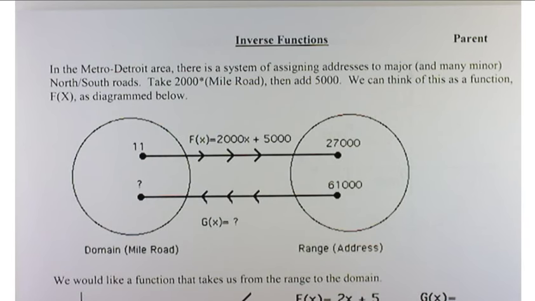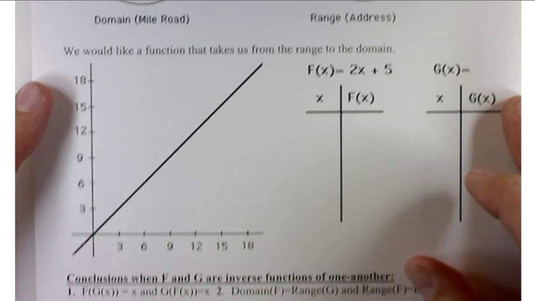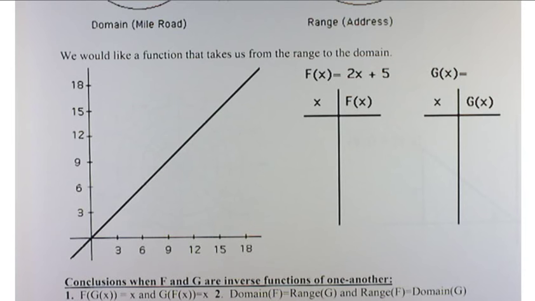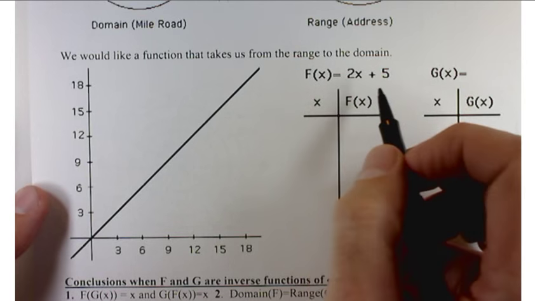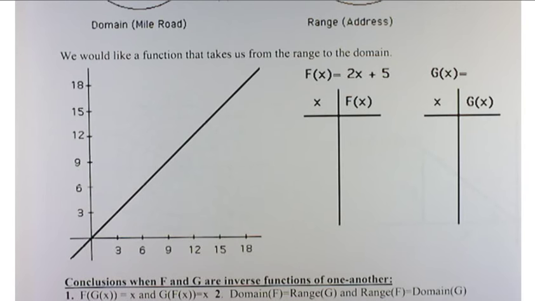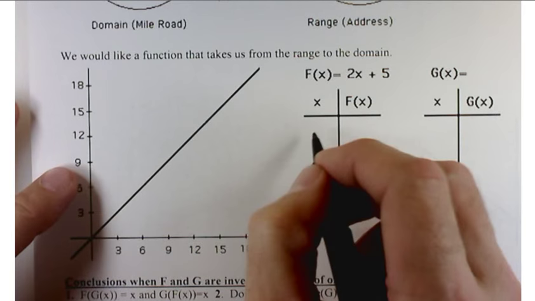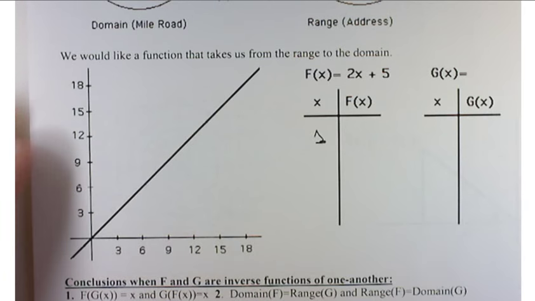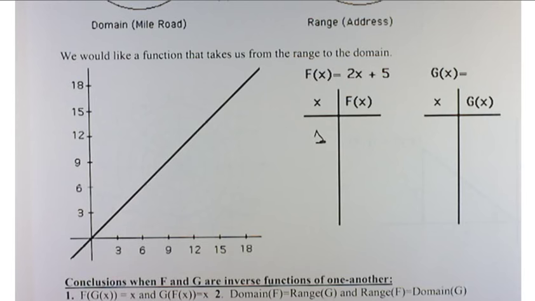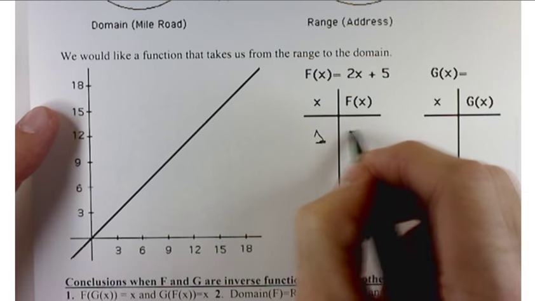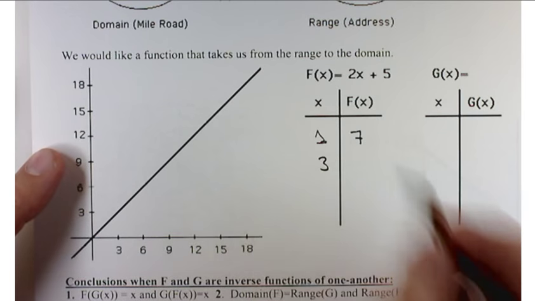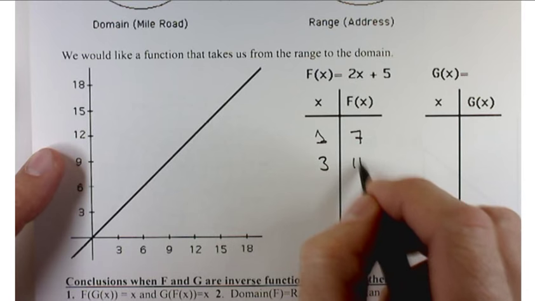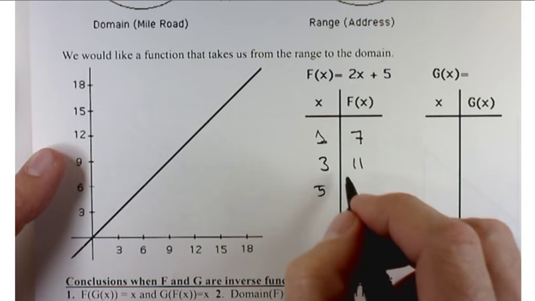So let's go through this. We're going to chop off the thousands part in this functional relationship and just do 2 times x plus 5 instead of 2,000 x plus 5,000. And let's look at a few possible scenarios. So if it went all the way down to 1 mile road, which would be like what, Warren Road, because Ford Road would be 0, the addresses would be in the 7,000 block. So I'm not sure that this scheme goes all the way that far south. 3 Mile Road would be what, up at 11, and 5 Mile Road would be up at 15.